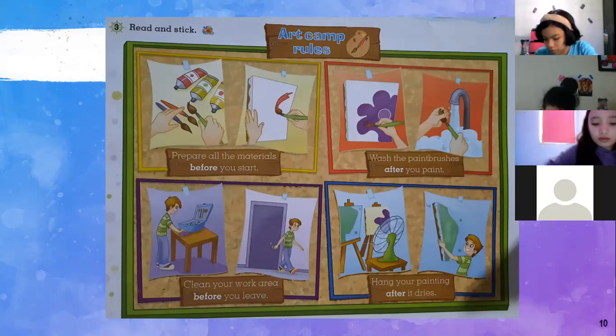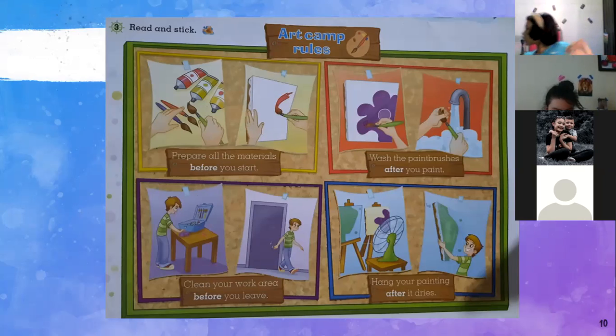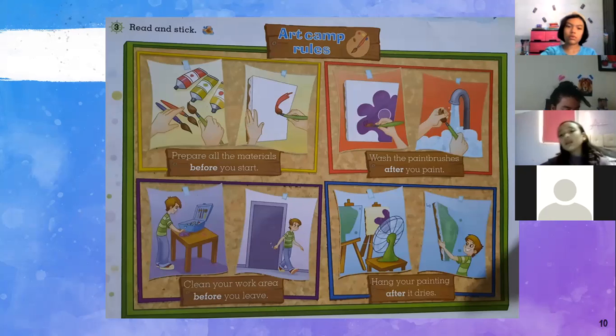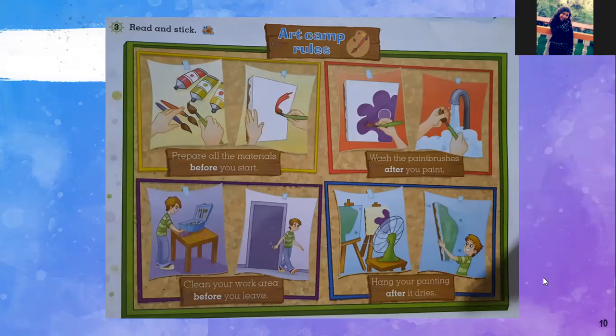Tell me when you finish, please. And remember, in this case, we use before and after. Prepare all the materials before you start. Similar to our classes, yes? Prepare all your materials before the class starts. Then wash the paintbrushes after you paint. Clean your work area before you leave. Hang your painting after it dries. We follow steps, and we use the expressions before and after. Good job. Excellent. Did you finish? Yes? Okay, the majority of you finished.